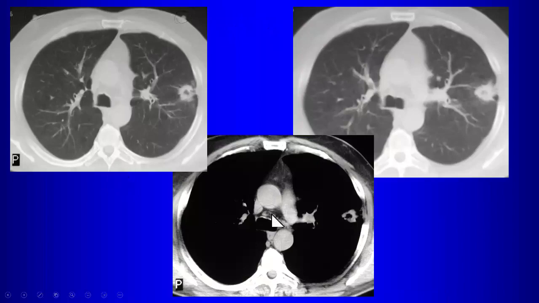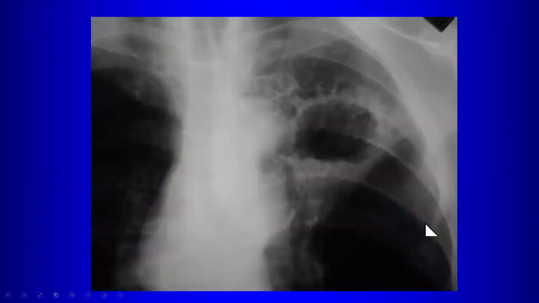All right, so this has a rather thick wall, and the thicker the wall, that increases your suspicion of malignancy. This turned out to be squamous cell cancer. Also a little pleural tag here. You see that puckering of the pleura, which can also be an indication of neoplasm, although it's not a 100% rule that you're dealing with neoplasm.